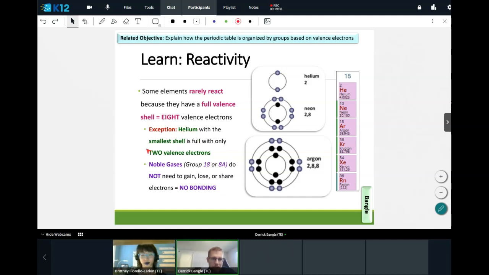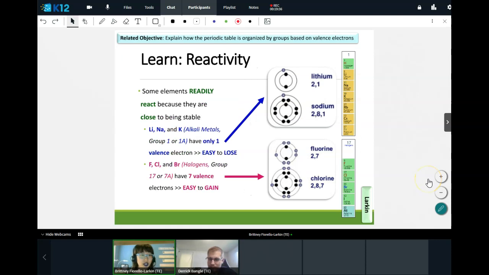And then one exception with the 8 electron rule, keep in mind that helium right here has 2 electrons, but still it has a full, very small shell of 2 electrons. It is still a noble gas. All right, so on the other side of the periodic table, we have the most reactive elements, literally on the left side of the periodic table. So these are elements that are very, very reactive, and the reason is because they're close to being stable.